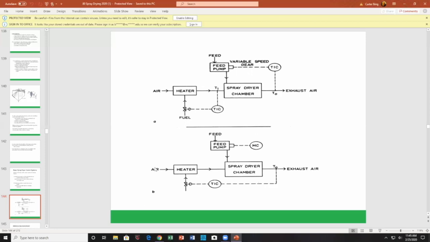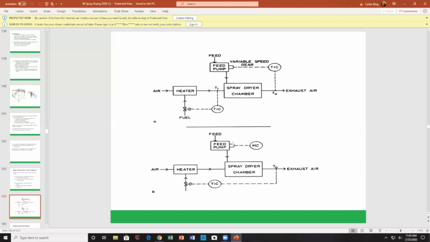As opposed to that, the second control scheme uses the exit air through a temperature indicator and controller going to fuel supply. Then it goes to changing the inlet temperature of the dryer. So here the dryer inlet temperature is pretty much fixed. Here the inlet temperature of the dryer is variable, or more variable, I should say, depending upon exactly what's happening with the fuel pump or this feed flow rate. This is indicated manual control.